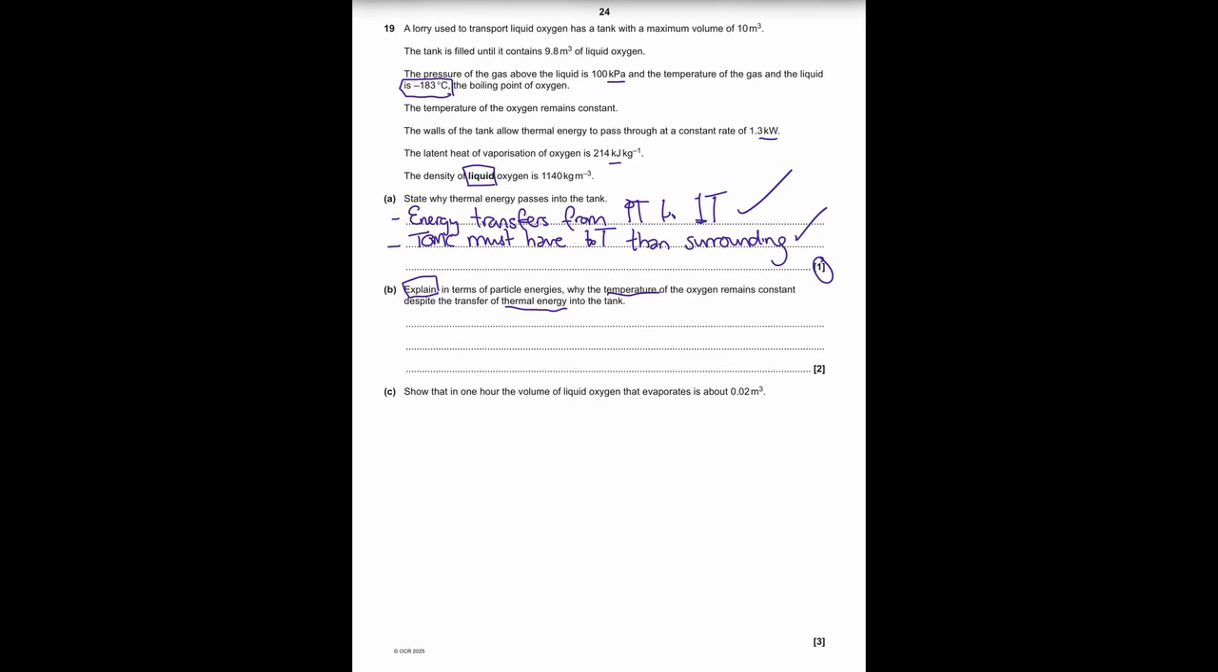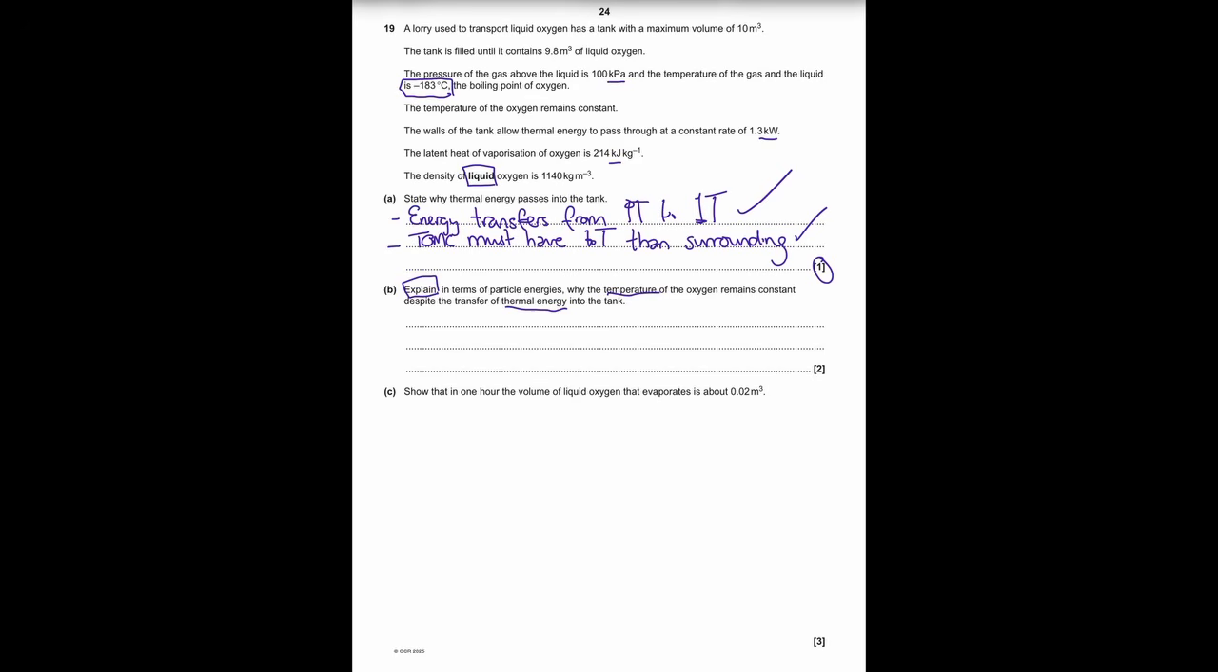And the thing that I need to realize is that, when thermal energy goes into the tank, there's one of two things that can happen. And the one that students will always think of is that the temperature is going to increase. But what's the other thing that can happen when thermal energy goes into a substance? It can change state instead. So if it's thermal to kinetic, it's going to be changing temperature. If it's thermal to chemical, it's going to be changing state.